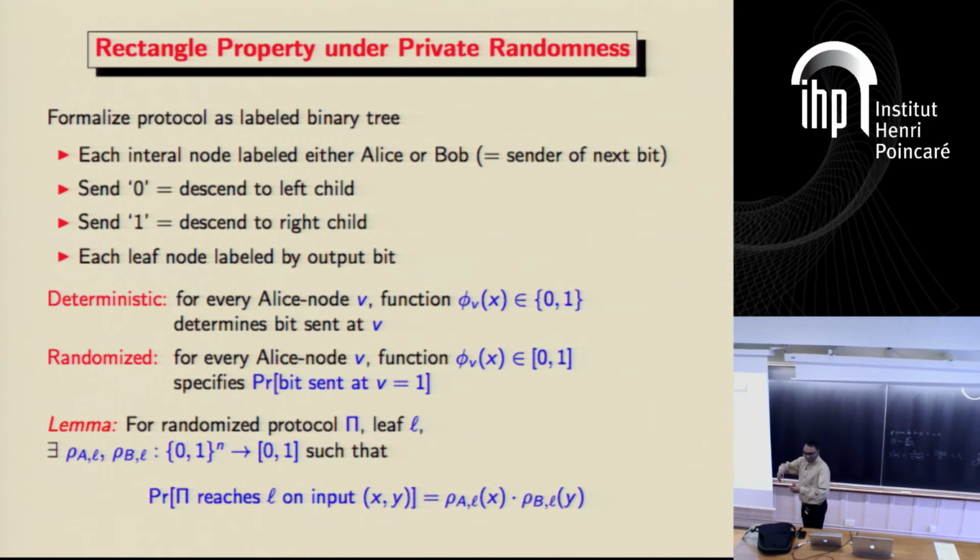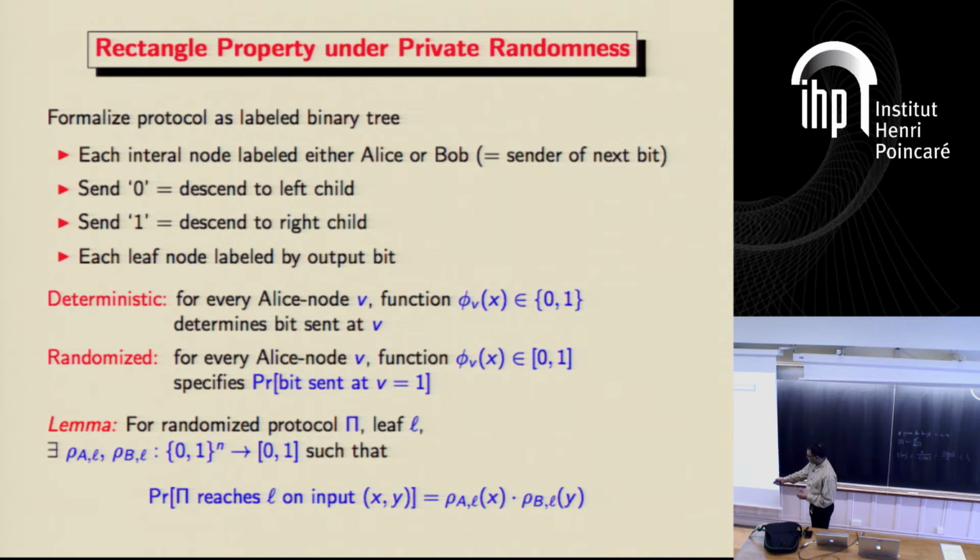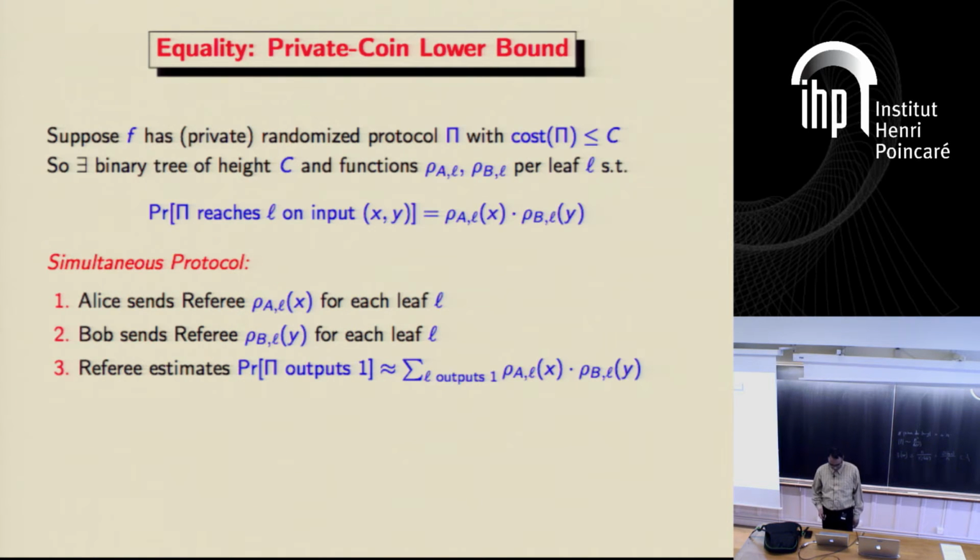This distribution on leaves can be factored into two functions, one dependent only on Alice's input, one dependent only on Bob's input. Okay. So this is what I'll call the rectangle property for private random protocols. And it gives us the following idea. Okay, so we're going to prove another upper bound which will imply a lower bound. So what we'll do is we take a protocol that's using private randomness and we're going to make it deterministic. Okay, so how do we do that?